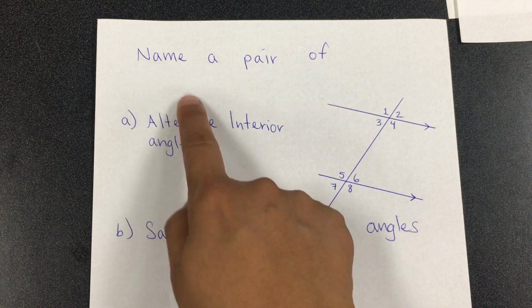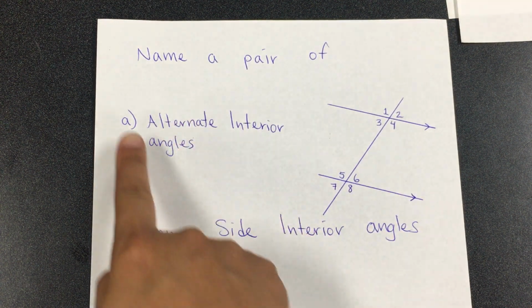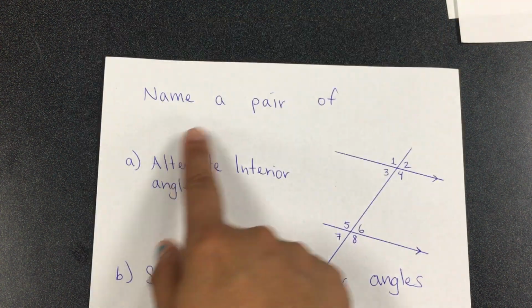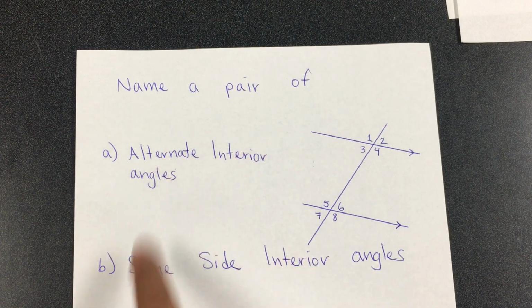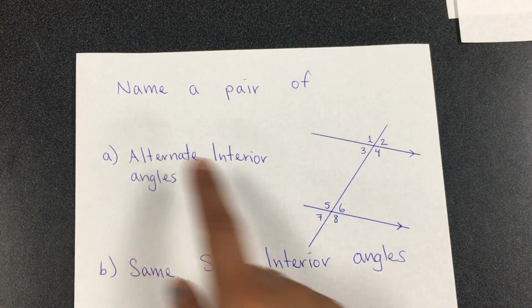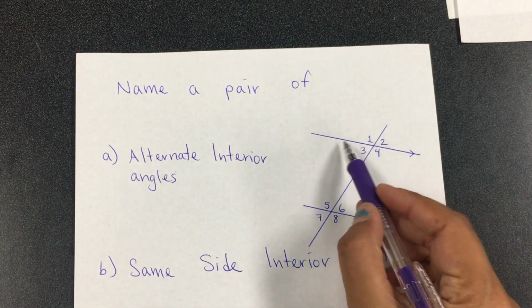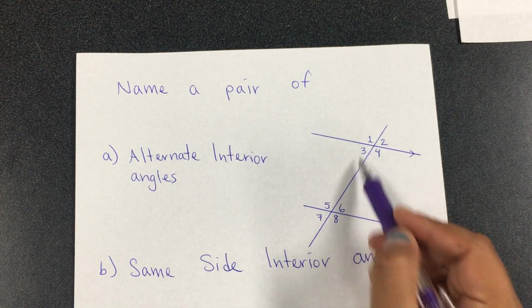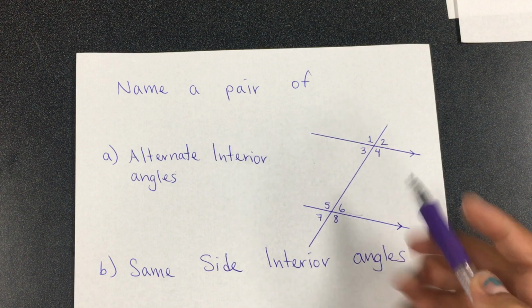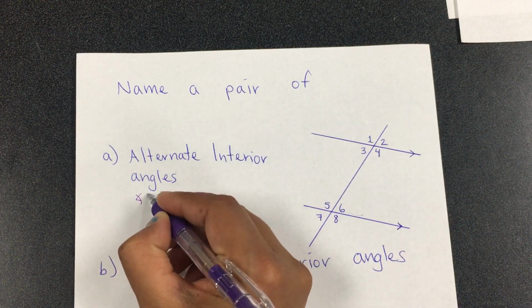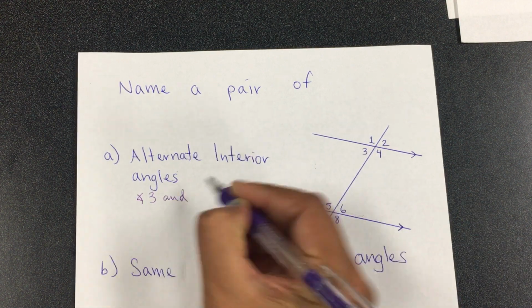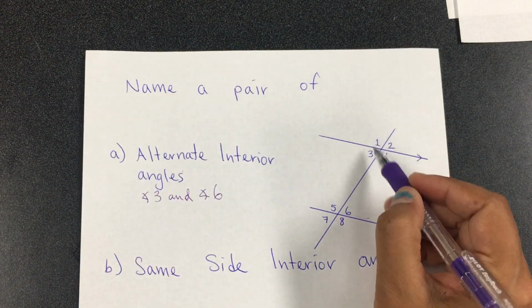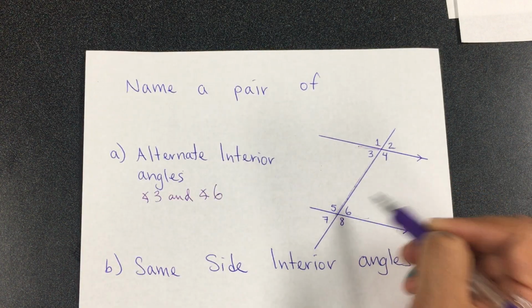It says, name a pair of, and then you have A, B, and C. Name a pair of alternate interior angles. Oh, from the A to the Z. So you can just look for any angles that are inside of a Z. So it's angle 3 and 6, angle 3 and angle 6. Why? Because they form this Z right here.